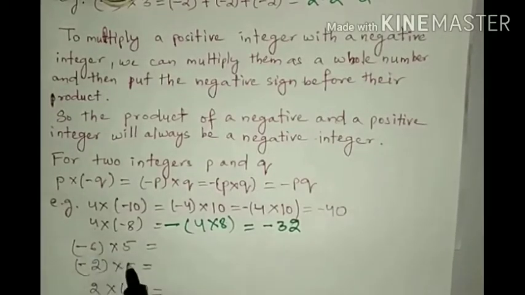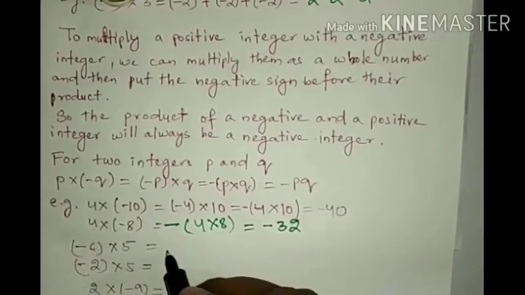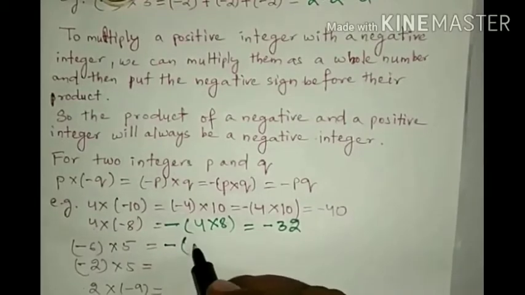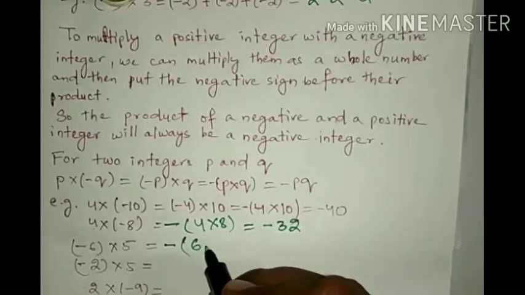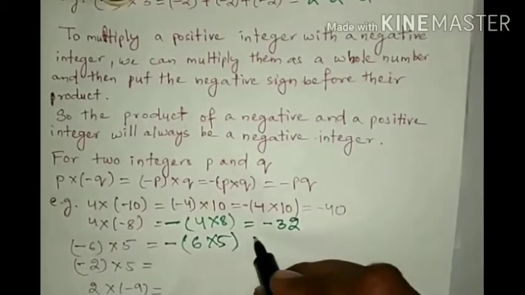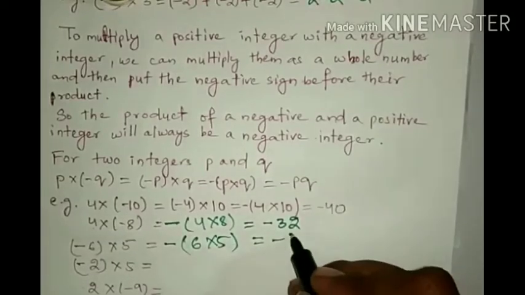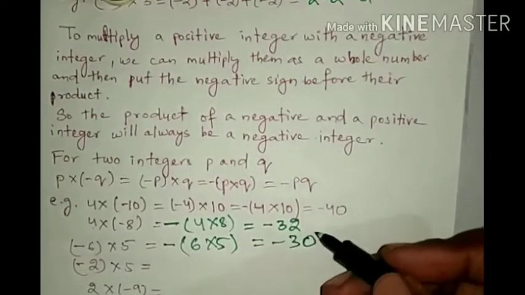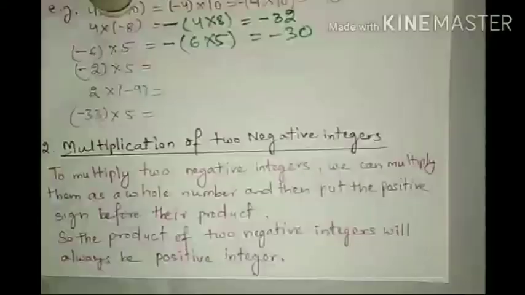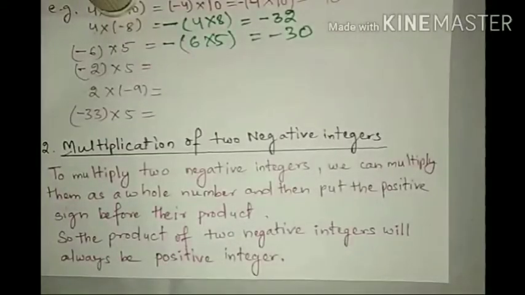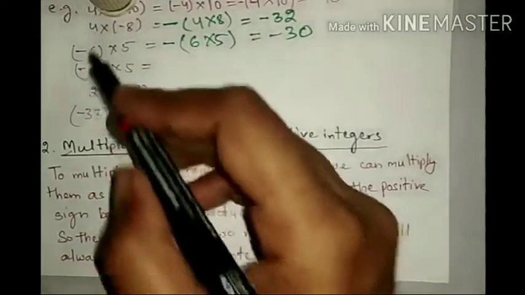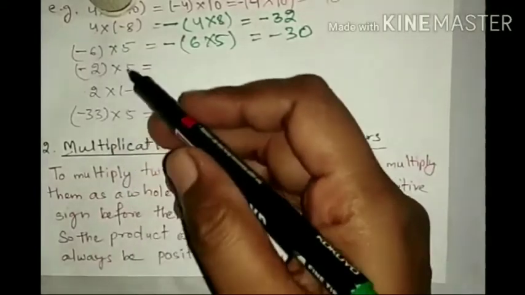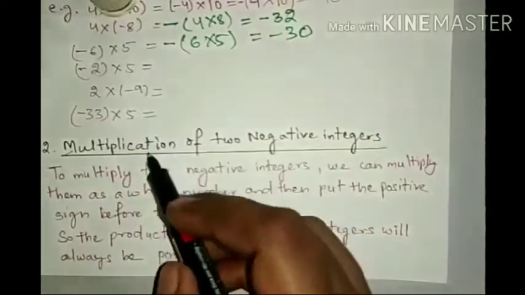Minus 6 into 5: so what will you put? Minus outside, then inside the bracket 6 into 5, which is 30. So minus 30. Like this, you can do other examples. You will do these examples by yourself.